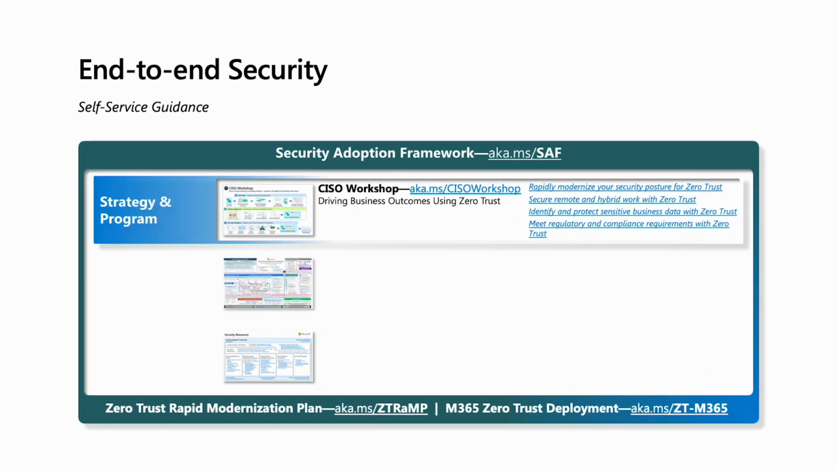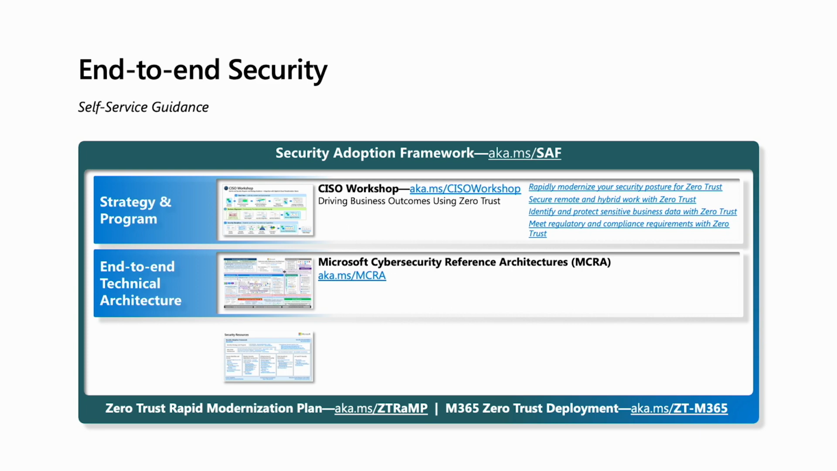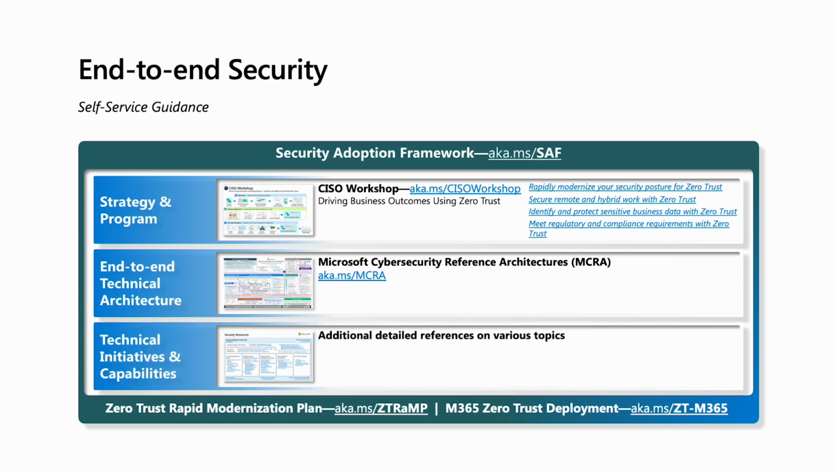We have a new name. It doesn't really change a whole lot of the content so far. It's called the Security Adoption Framework, or SAF. So think of this similar to the Cloud Adoption Framework, or the CAF, if you're familiar with that term. This is just a wrapper around a bunch of the existing stuff that's already been out for a little bit. And it's also going to guide us as we move forward to help provide the guidance for you. So the CISO workshop is one of the key things there that help with the strategy and program aspects of security.